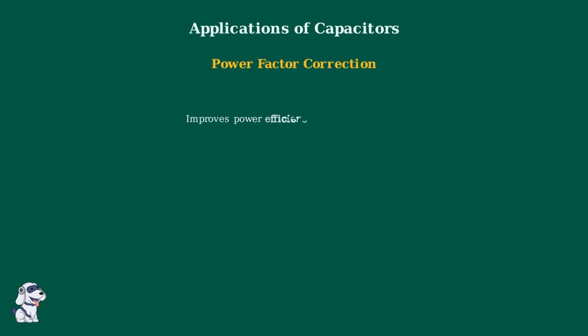Power factor correction improves the efficiency of electrical systems. Capacitors compensate for inductive loads, reducing reactive power and improving the power factor. This results in more efficient power transmission and lower electricity costs.